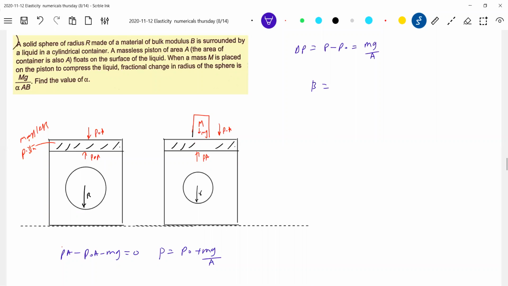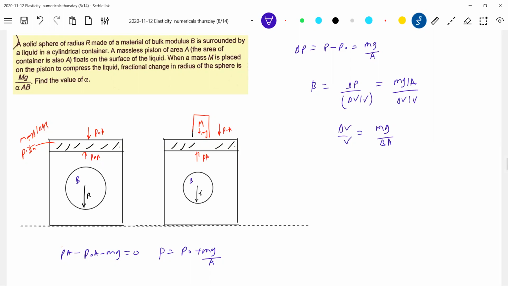Then how do you define bulk modulus? Delta P by fractional change in volume. What is delta P? Delta P we know: mg by A. Bulk modulus of what? Not of the liquid, of this sphere only. So B equals delta P by delta V by V. So delta V by V should be equal to mg by BA. What is being asked? Fractional change in radius of the sphere.